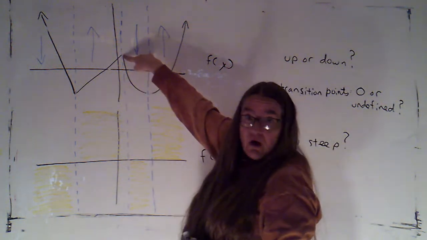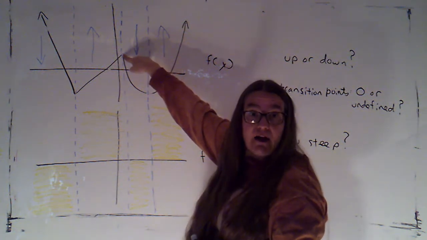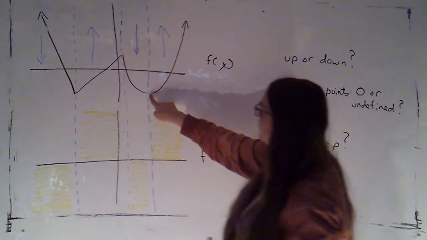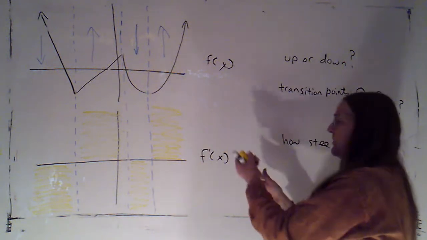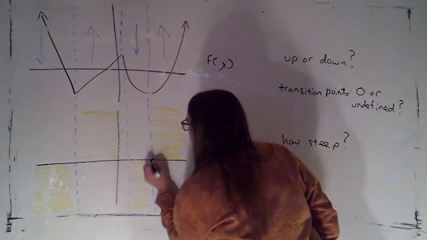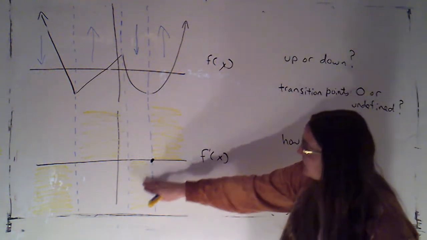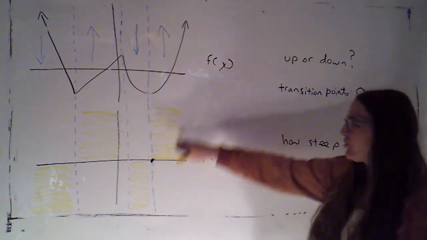This is also a very sudden change, so the derivative here is going to be undefined. But this is a nice, smooth, rounded change. The derivative at that point is going to be 0. So I know that here I'm going to pass from below the axis to above it by crossing through it.